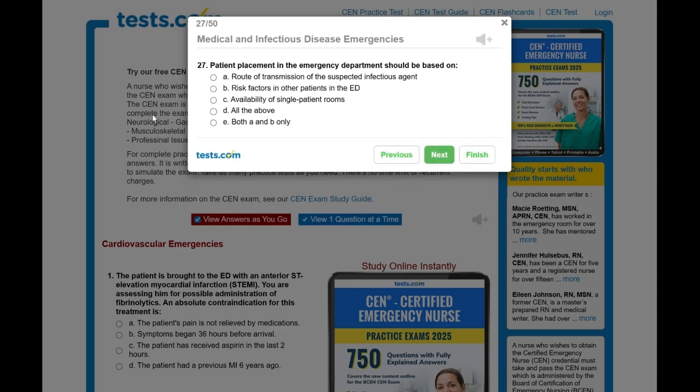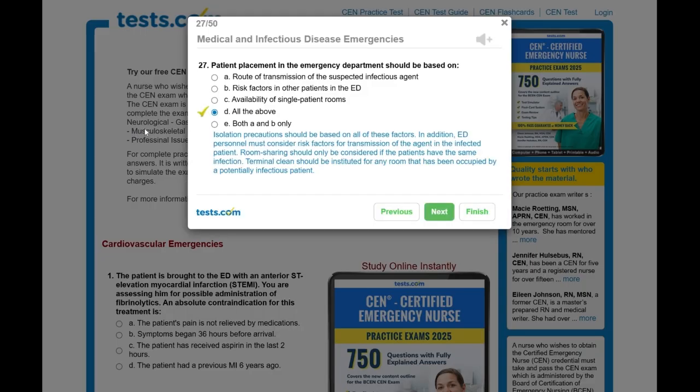Question 27. Patient placement in the emergency department should be based on A. Route of transmission of the suspected infectious agent. B. Risk factors in other patients in the ED. C. Availability of single patient rooms. D. All of the above. E. Both A and B only.